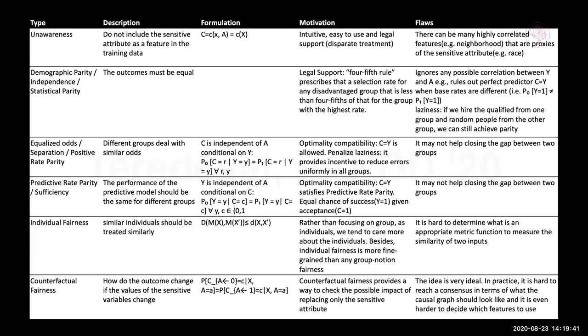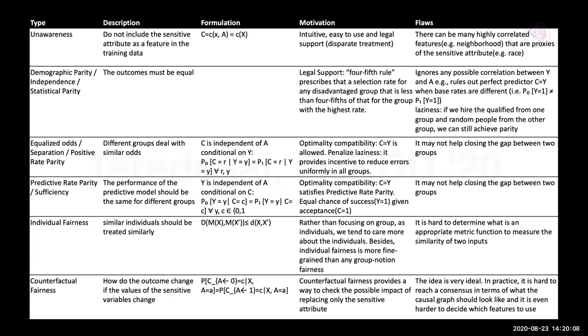Even if we could magically reduce the set of features that we're going to use, we still have to determine the relative importance of the features in our model. And who gets to decide what those features are? So that's one of the reasons why, for a lot of use cases, it's somewhat discouraged to use individual fairness.